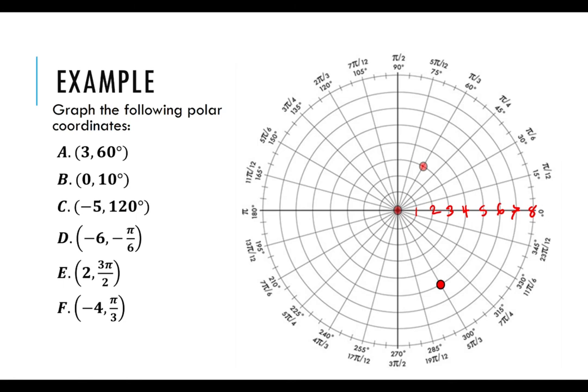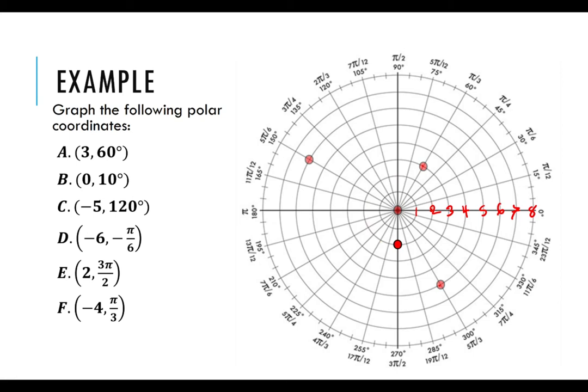Then if I have negative 6, 1, 2, 3, 4, 5, 6, then I rotate that a negative pi 6, that's a clockwise rotation, and so that ends up right there. Then let's go a distance of 2 from the pole, so go 2 from the pole. Then do a rotation of 3 pi halves, so 3 pi halves rotation ends up right here.